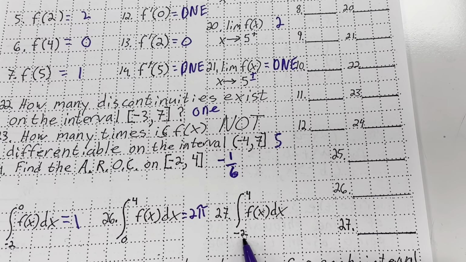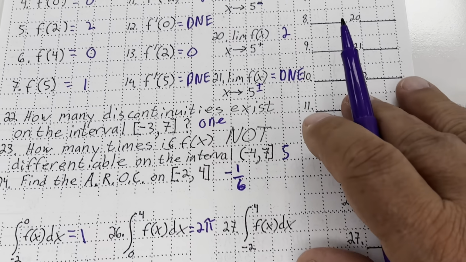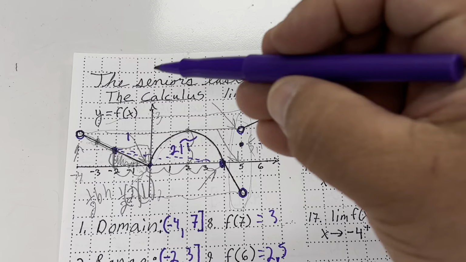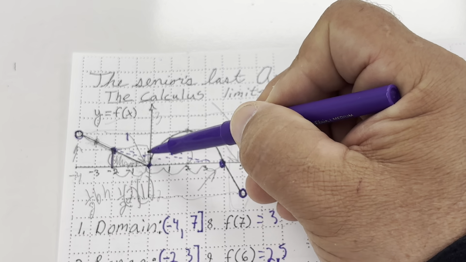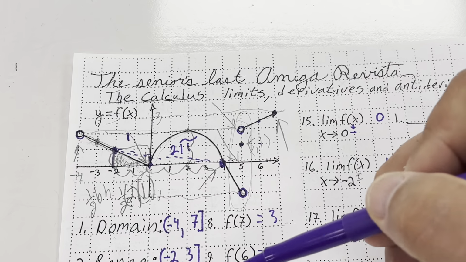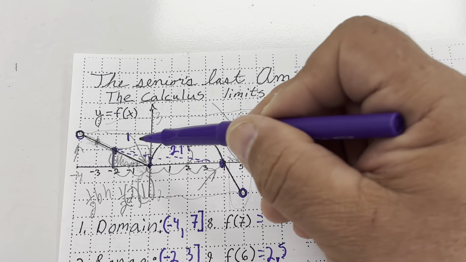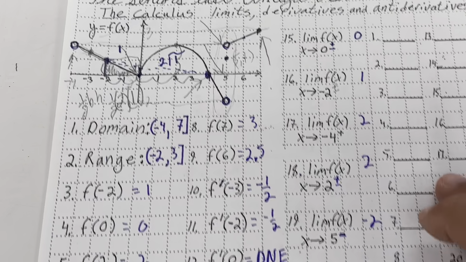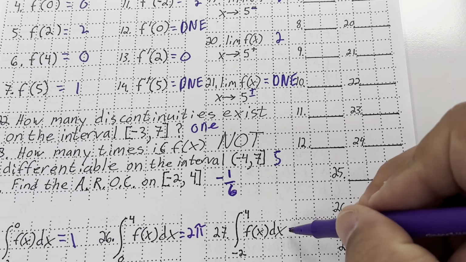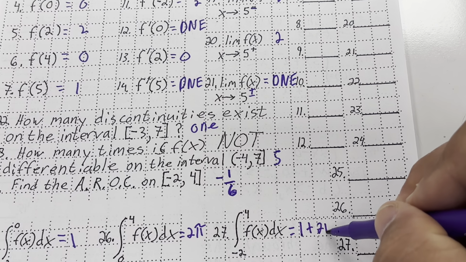For 27, find the area under the curve of f of x from -2 to 4. So that means we're going to start here. We're going to find this area, which we already have is 1, all the way over to 4. That's the area of the semicircle. So all we have to do is add those areas. And that area would equal 1 plus 2 pi.